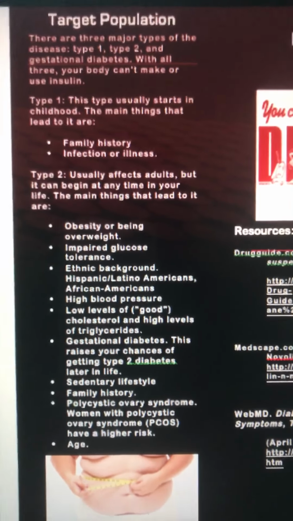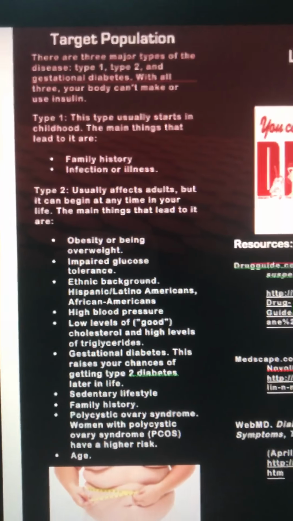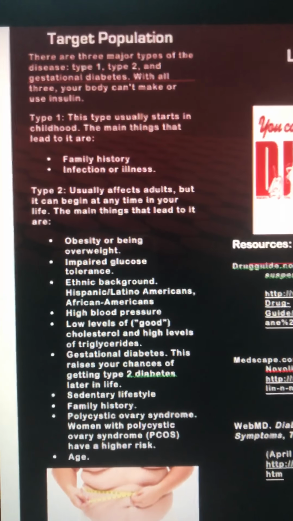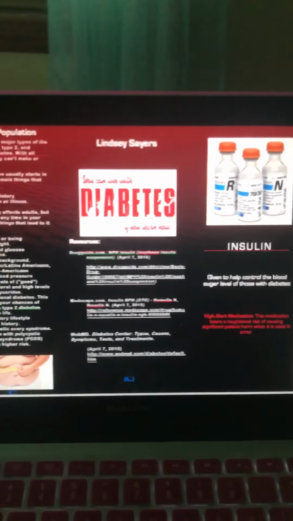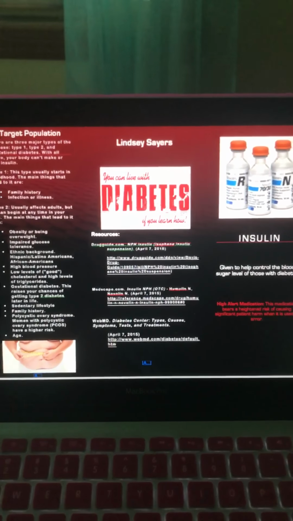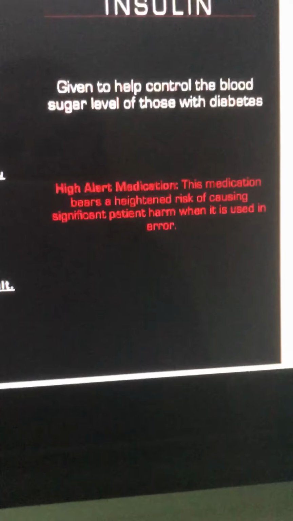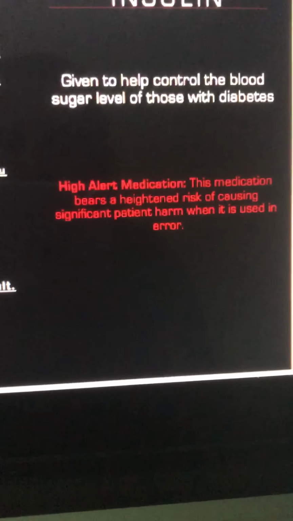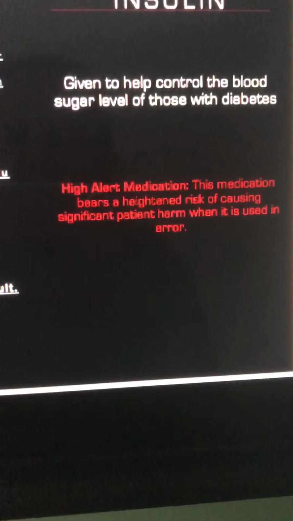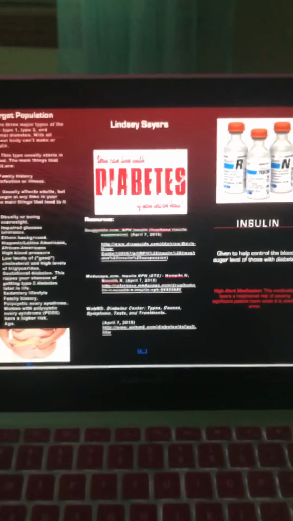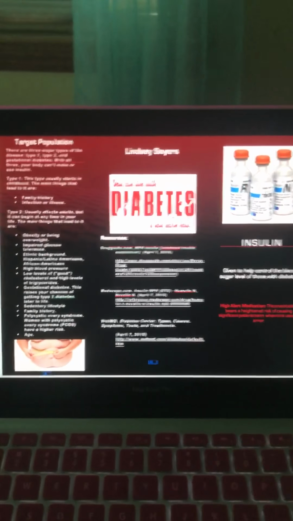Type 1 usually starts in childhood. The main things that lead to it would be family history, infection, or illness. Insulin is a very high alert medication, so it can cause significant patient harm when it's used in error. That's why it's important to teach your patient about insulin when sending them home.